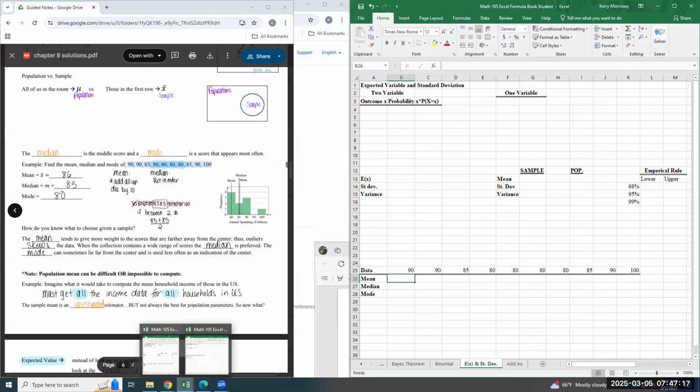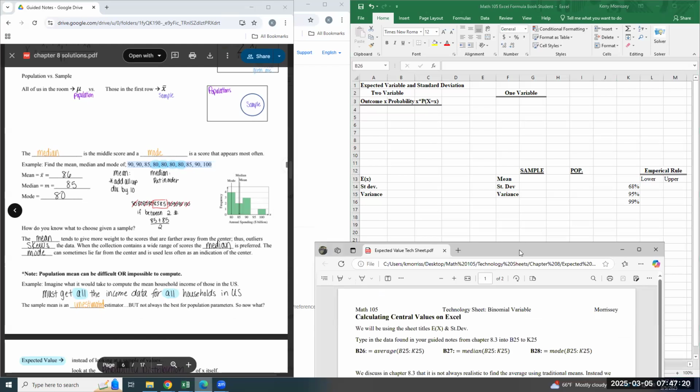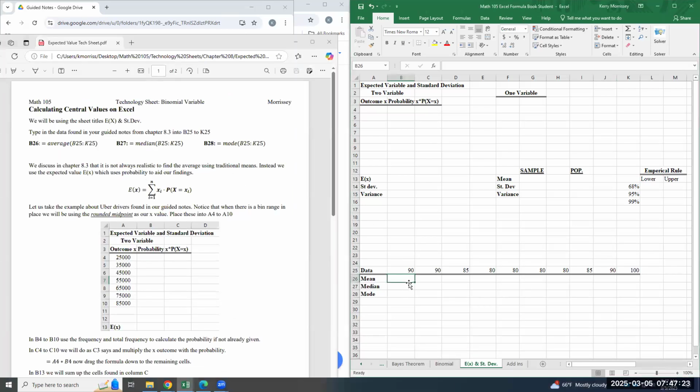Now if I pull my sheet back up here, it says in B26, we want to find your mean or your average. So we're going to just do exactly that. Average and average. We are then going to highlight our data that we want. And there you go. If we want your median, we're going to type in the word median and then one more time, highlight. And then again, mode, so equals mode, and one more time, highlight.